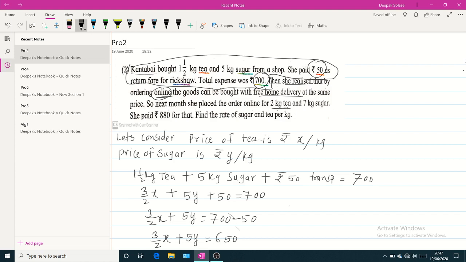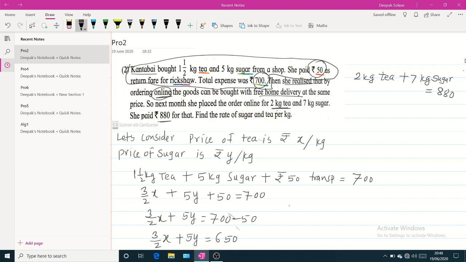So 2 kg of tea, plus what she bought right now, that is 7 kg of sugar, right? And the whole expenditure she paid, how much amount did she pay? That is equal to 880 rupees. So 880 rupees.